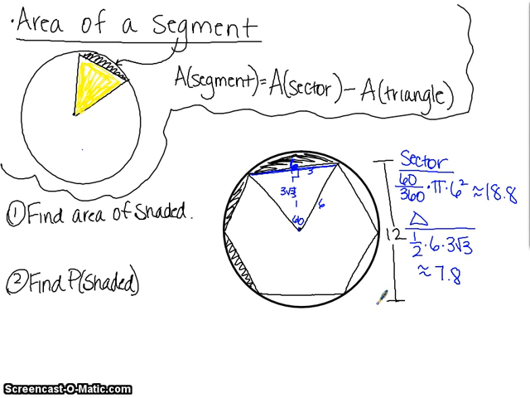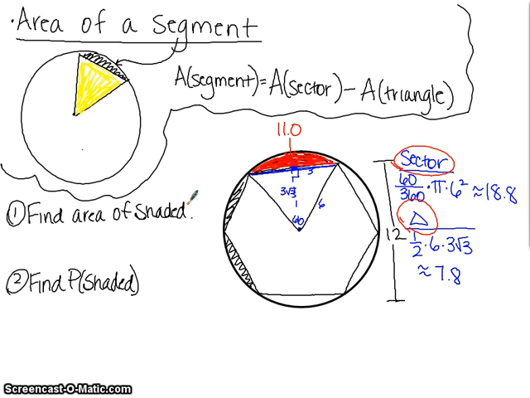Okay, so now to figure out the area of one of these, just one of them. This is just for one of these red segments that I'm coloring in right now. We're going to take the sector minus the triangle to get the area of one of the segments. So 18.8 minus 7.8. I know this is a rounded answer, so rounded to the 10th would be about 11.0.